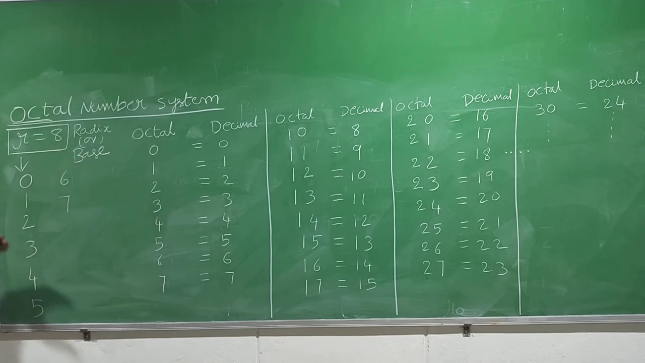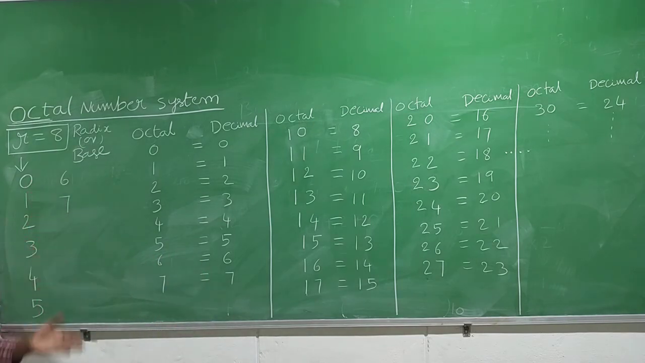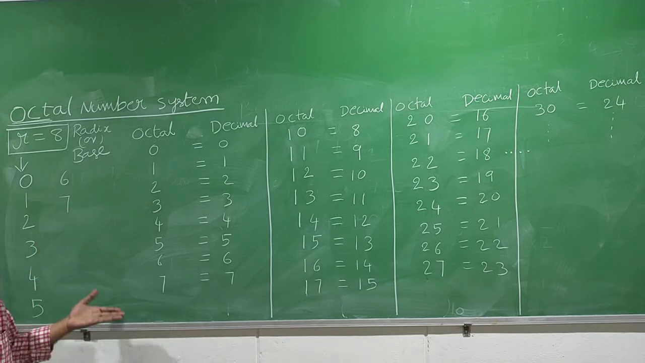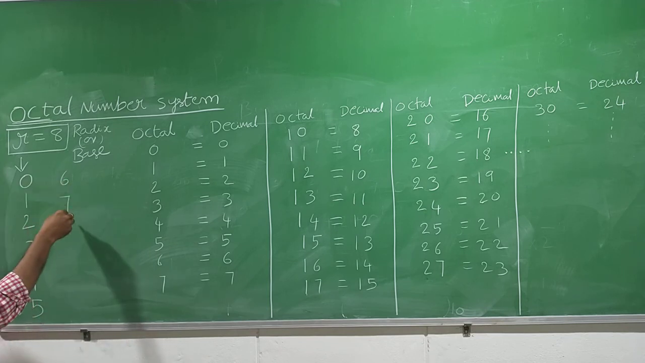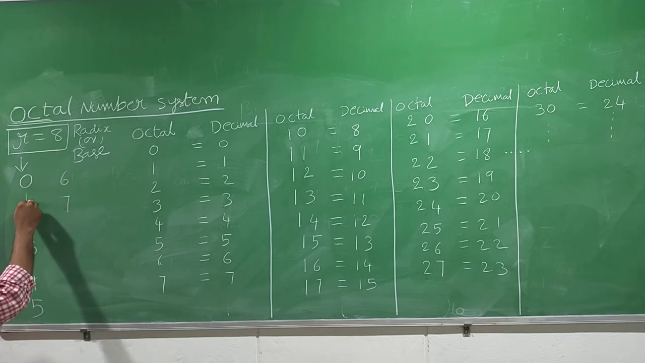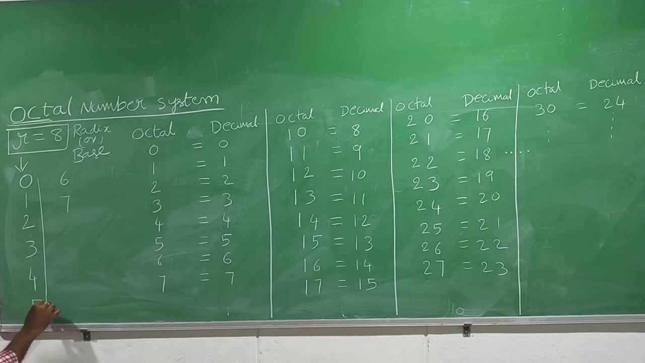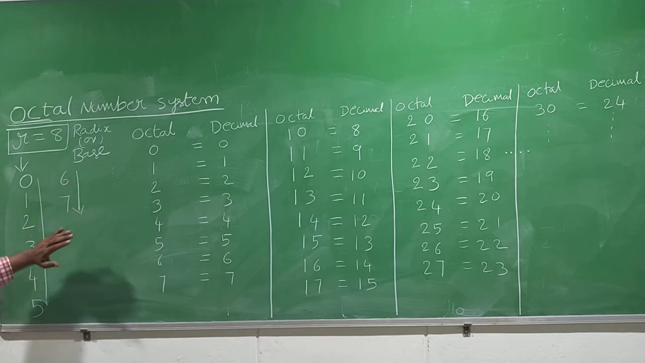As we discussed in the previous lectures, the decimal number system has radix 10, so 10 different digits are there. The binary number system has radix 2, so 2 unique digits are there. In the octal number system also we have 8 different digits, 0, 1, 2, 3, 4, 5, 6, 7, unique digits, and this is the primary sequence of the octal number system.